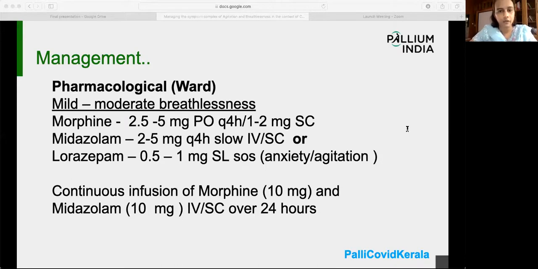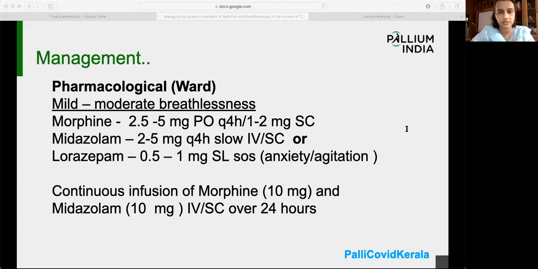Now, coming to the pharmacological management. The mainstay of treatment of breathlessness for symptom management is morphine or opioids, and morphine is the gold standard for that. The doses that we are suggesting are divided into ward and ICU. This slide is about the ward management, where you can start with short-acting morphine. So the doses are for short-acting morphine: oral morphine 2.5 to 5 milligrams orally every 4 hours. Or if you're going for a subcut dose, you can use 1 to 2 milligrams of morphine.